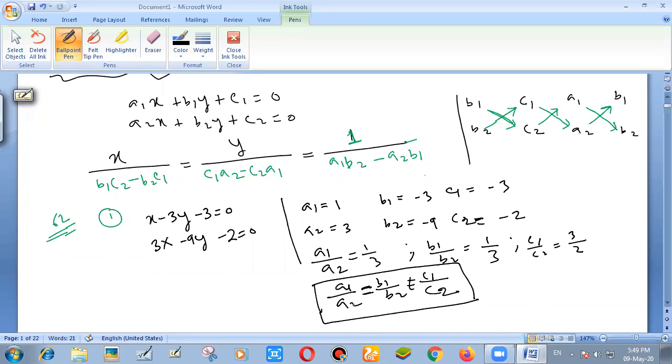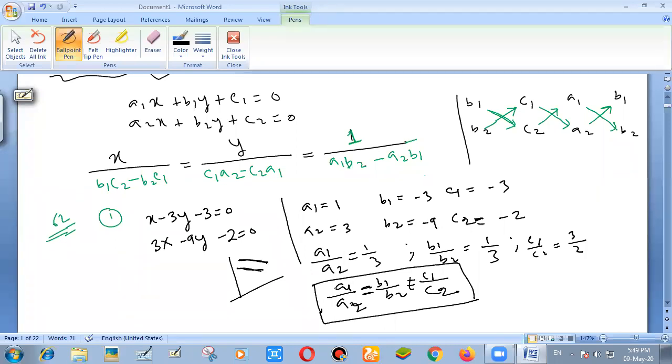This condition is for what? Consistent line or inconsistent line? Sir, inconsistent. Yes, because these two lines are parallel. When you plot these two lines of these two equations on the graph paper, you will get two parallel lines, and we know that two parallel lines never intersect each other. So that's why they do not have any solution.